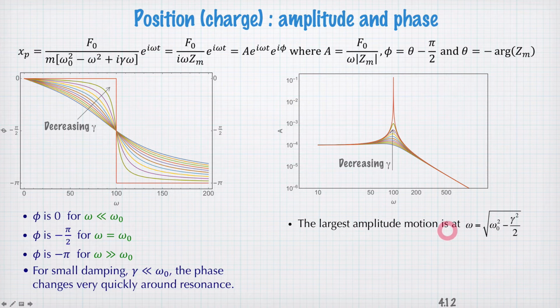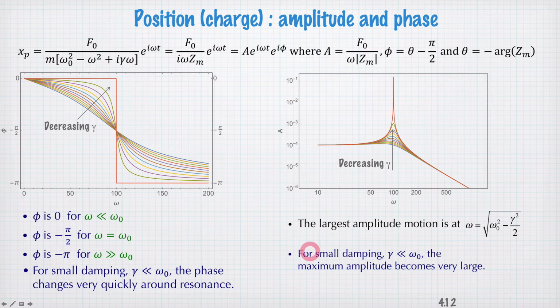The largest amplitude of the motion is at a frequency of the square root of omega naught squared minus gamma squared on 2. So the largest amplitude actually occurs at a frequency which is not quite omega naught. For small damping, that is gamma much less than omega naught, the maximum amplitude can become very large compared to other amplitudes. And I just want to emphasize here, this is not a mistake.